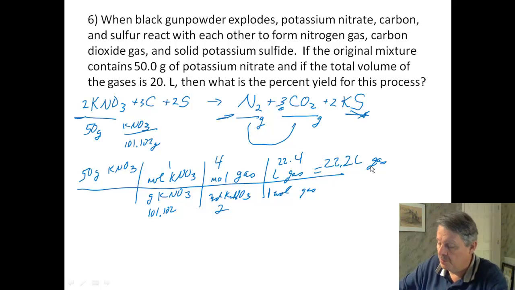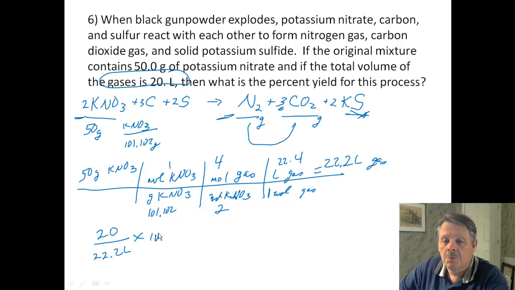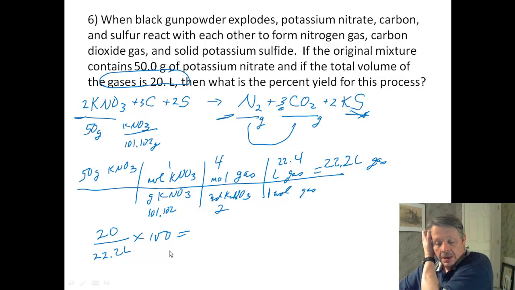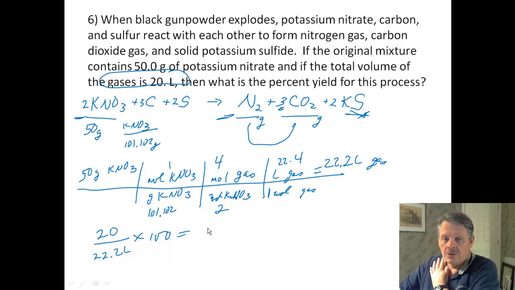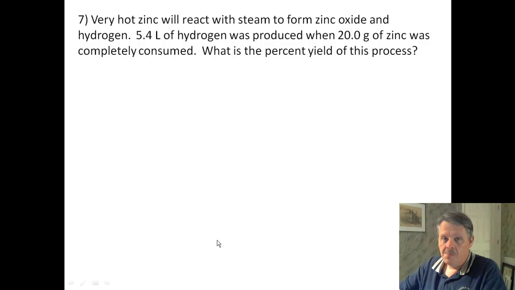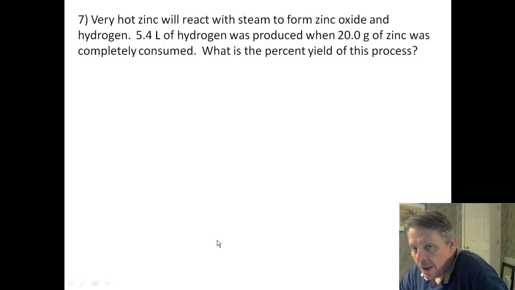So, well, how much did we produce? Well, we were told at the beginning that it produced 20 liters, but we're expecting 22.2 liters. So we multiply by 100, and we come up with an answer. Okay, and this particular answer is going to be 90%. So we had a 90% yield on our reaction. That's pretty good. Means most everything was captured that was burned.